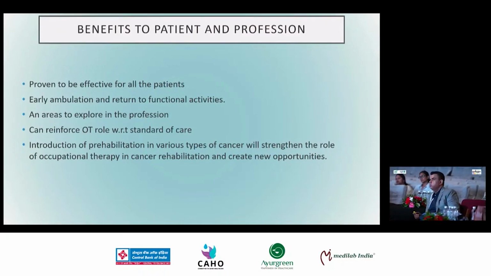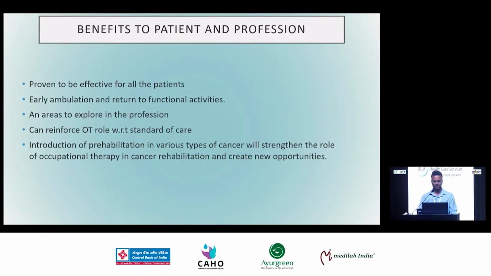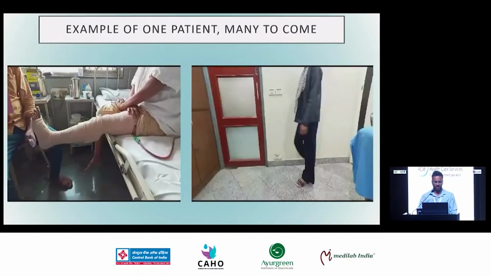Multimodal prehabilitation can reinforce the occupational therapy role with respect to standard of care. Introduction of prehabilitation in various types of cancer will strengthen the role of occupational therapy in cancer rehabilitation and create immense new opportunities. So this is an example of one patient.